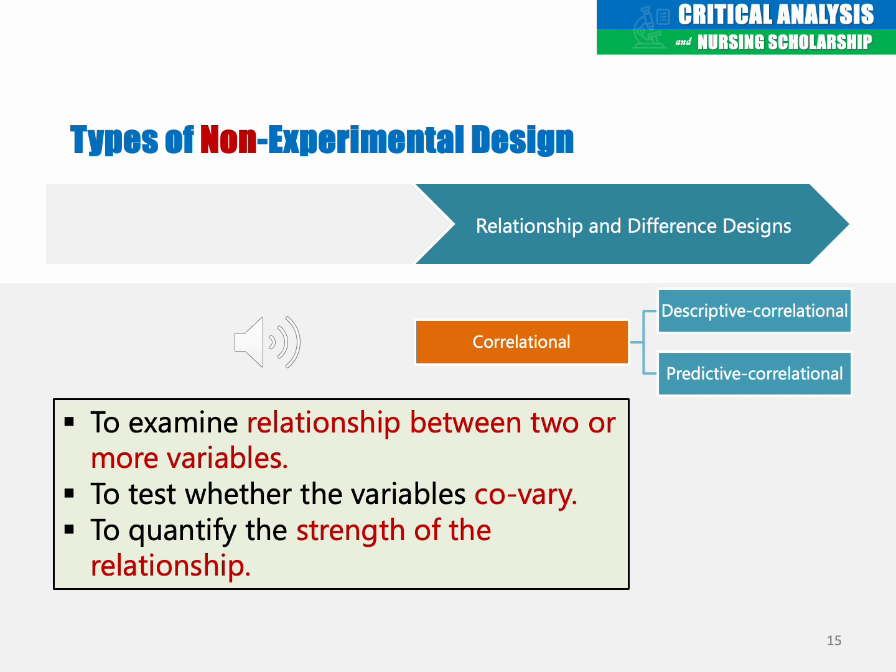The next type of non-experimental research design is correlational research design. Correlational designs are very important because they help us examine the relationship between two or more variables. In correlational research design, we study whether the variables co-vary, meaning when one changes, does the other change too? And how strong is the relationship? Now, there are two types of correlational design. First is descriptive correlational, and the second one is predictive correlational.